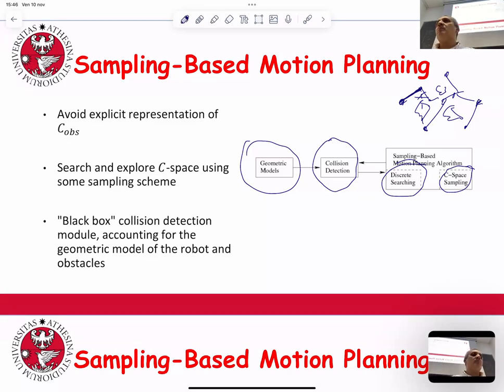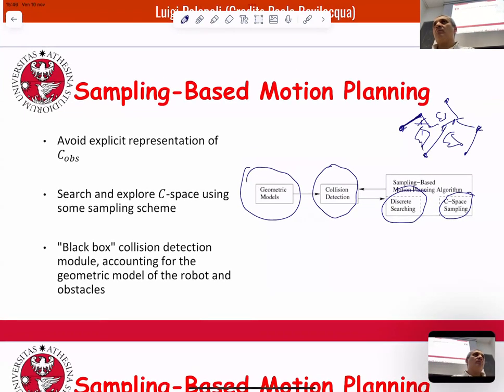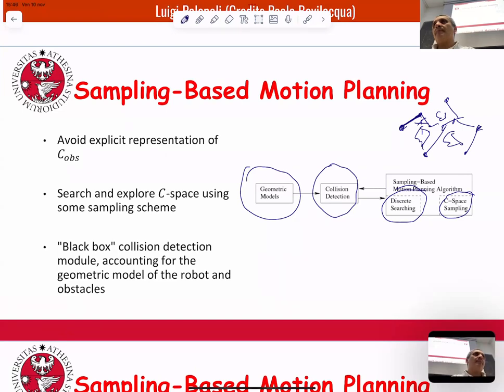Yes? To find the nodes from starting to the ending point, can we also use something like RRT star? Yeah, indeed. RRT star is something that we will see later on, and it is one of the possibilities. These sampling-based methods are a larger category of methods, and RRT star is one of the representatives of this class. Okay, but we will see it later on.